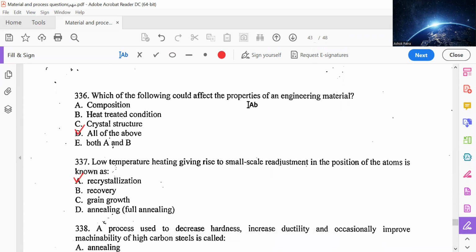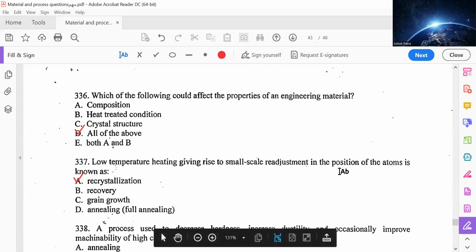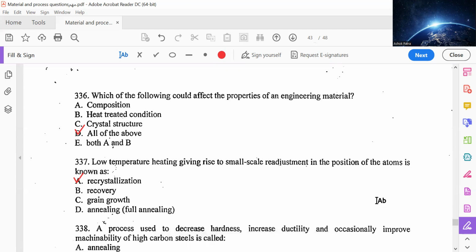Which of the following could affect the properties of an engineering metal? Composition, heat treated condition, crystal structure. Low temperature heating giving rise to small scale readjustment in the position of atoms is known as recovery.